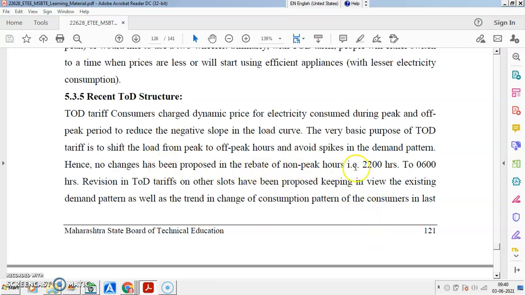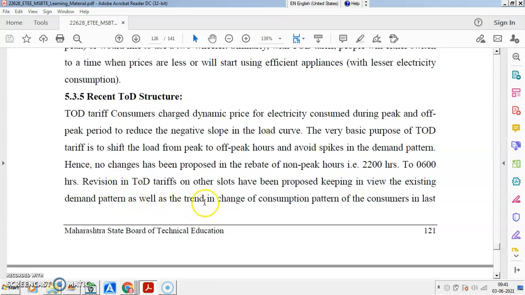So this is very basic, what we have. During night hours, 2200 to 600, that is, 10 at night to 6 in the morning, normally off-peak applies.